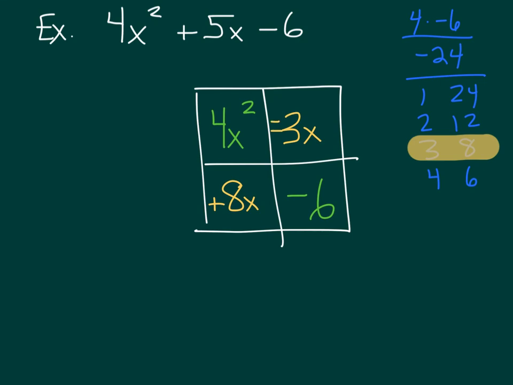Put that up there for it to work, because I have a positive 5x that I need those two combined to be. Now I'm going to find the greatest common factor between each row and each column. So between 4x squared and 8x, I get a 4x. Between a negative 3x and a negative 6, I get a negative 3. Between a 4x squared and a negative 3x, I get an x. And between an 8x and a negative 6, I get a 2. So my factored form would be 4x minus 3 times x plus 2.